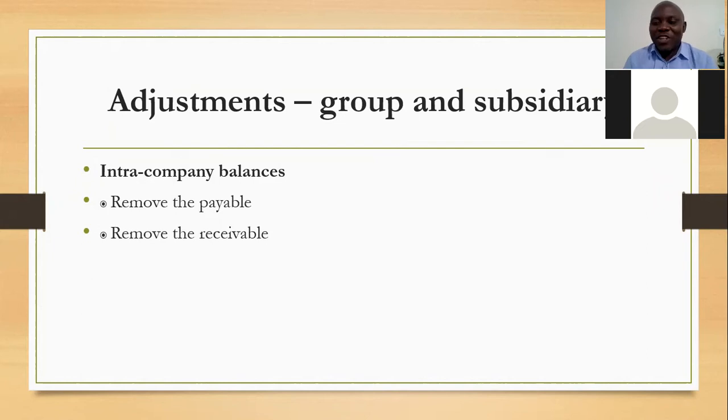So now we go to the adjustments. We now look at the adjustments and the story behind the adjustments. One thing for sure that we all know is that the subsidiary company and the parent company, they are two separate entities who by law will be required to prepare separate financials.